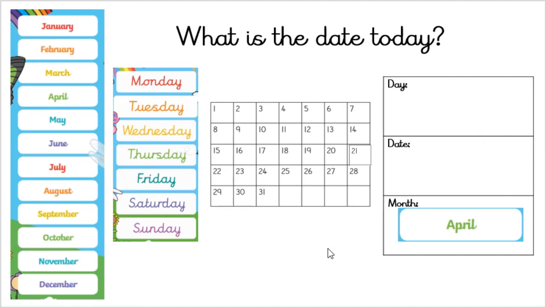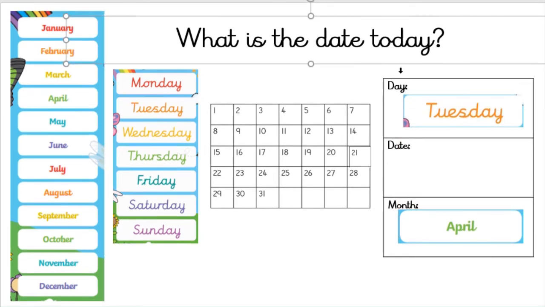Let's see if we know what the day is today. So let's go through the days of the week again. Monday, Tuesday, Wednesday, Thursday, Friday, Saturday, Sunday. Now I'll give you a clue. Yesterday was Monday and tomorrow is Wednesday. So do you know what day it is today? What day is in the middle? It's Tuesday today. So let's put Tuesday in our box. Make it a little bit bigger.